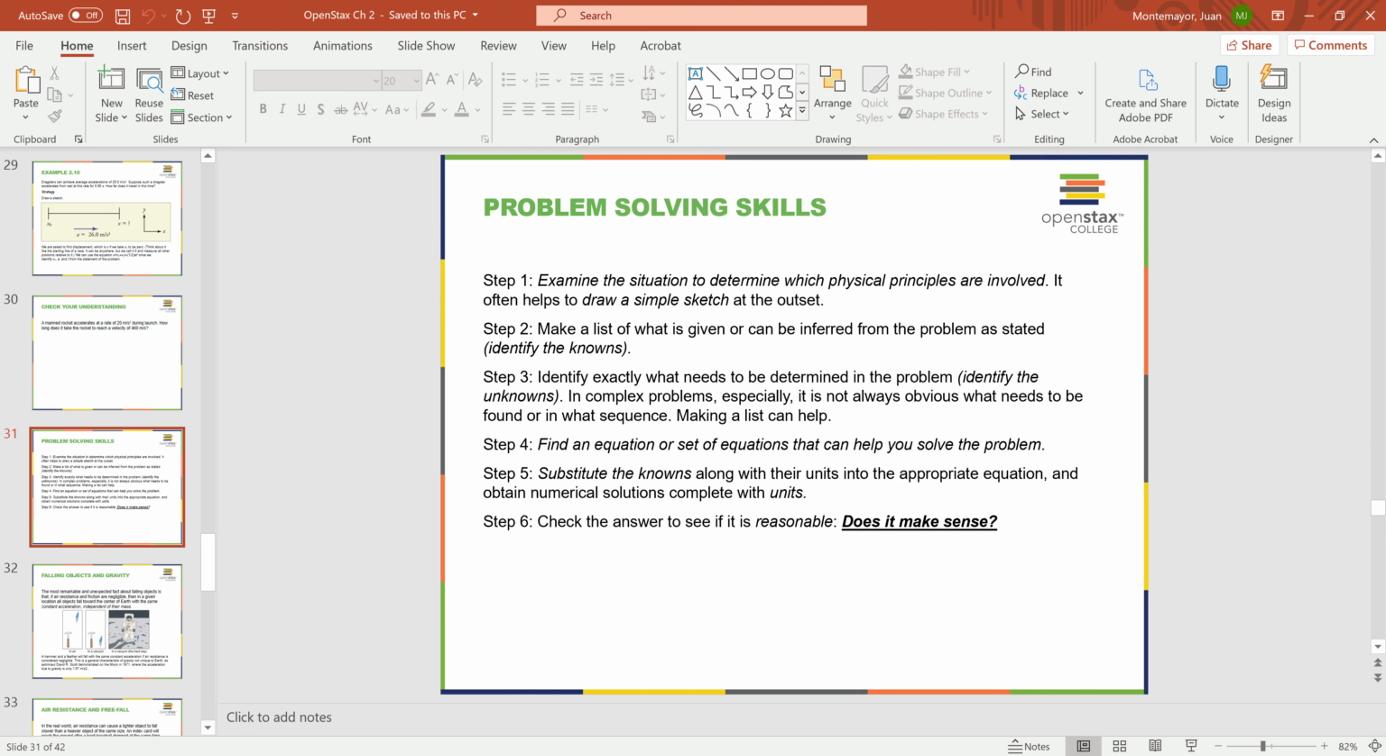For step 5, substitute the knowns along with their units. So pretty much plug in the numbers that you do know, plug in everything that the problem is giving you, and make sure that all the numerical solutions are complete with the units.